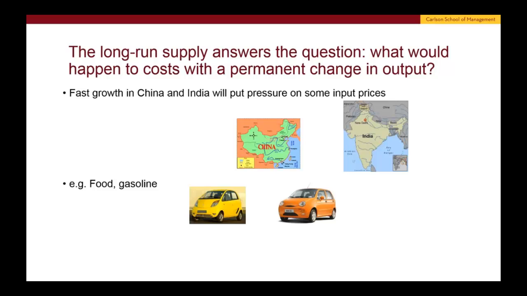Now, to get to the big question of this module, which is what is the shape of the long-run supply curve, let's think about what question it answers. The long-run supply curve answers the question, what would happen to costs with a permanent change in output?